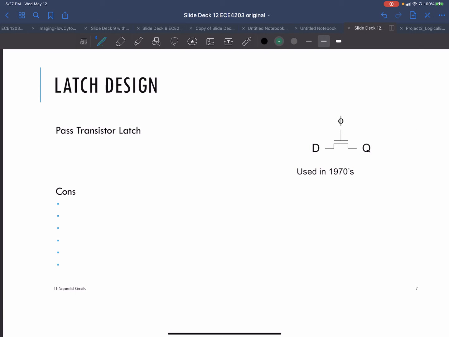The reason we're going through the historic performance of these latches is to give you an idea about why we have the latches or flip-flops the way they are now. So this is when transistors were really precious, back in the 70s. This is where everything started in the form of a latch. And it's really just a pass transistor.